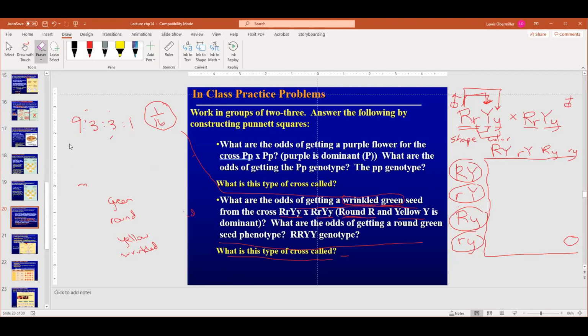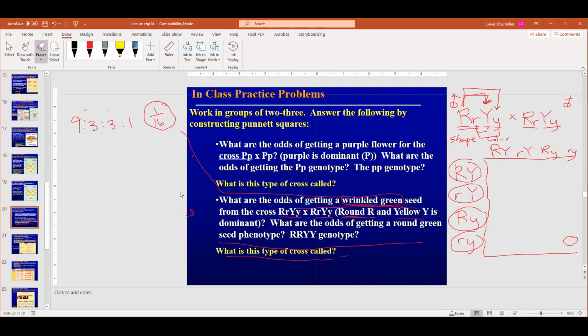But I'm not going to use the Punnett square at all for answering the rest of these questions, because I know the ratios. And if you know the ratios, you can answer these too without doing a Punnett square. Okay, what's the odds of getting a round green seed? So round is dominant, green is recessive. I know that this is 1 dominant, 1 recessive. So I don't have to do the Punnett square. I know that the answer to this is 3/16. I know the answer to this is 1/16. I don't have to do the square.